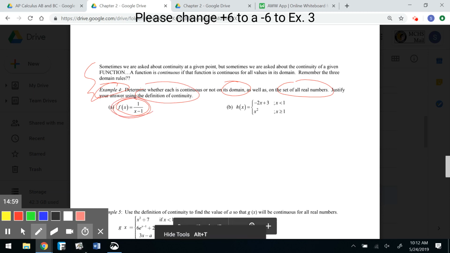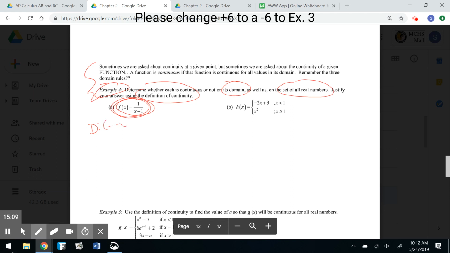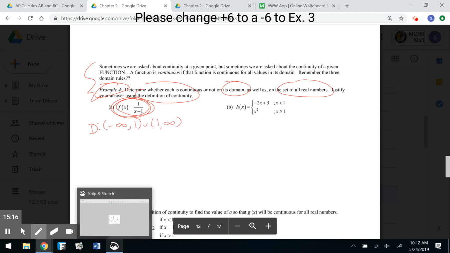Well, hopefully when we all look at that particular rational function, we all notice that there's no way x could be 1. If x equals 1, I would get 0 in the denominator, which means it would be undefined. So this particular domain would be negative infinity to 1 union 1 to infinity. And I don't know about you, but if I take 1 out of the equation, everything's okay.